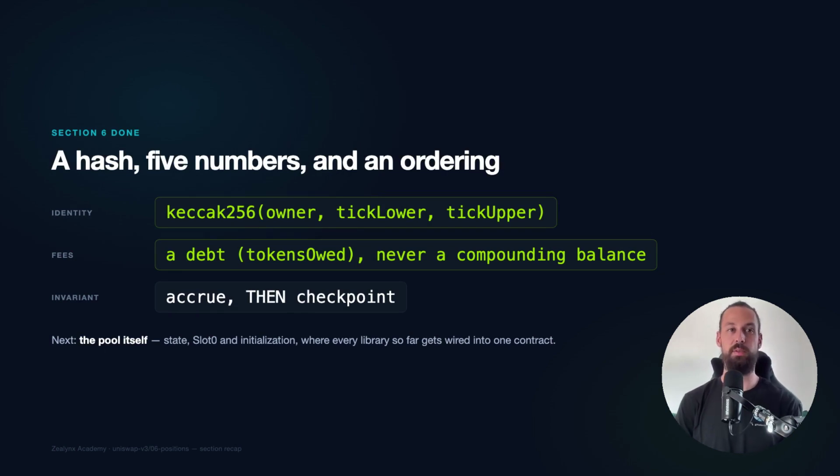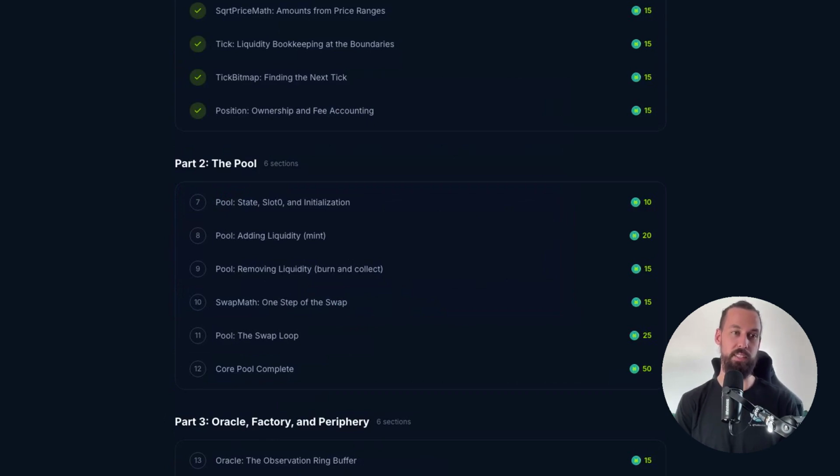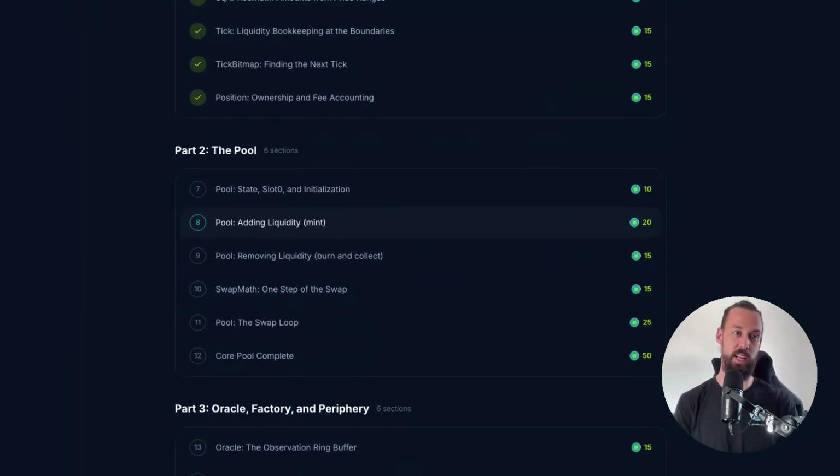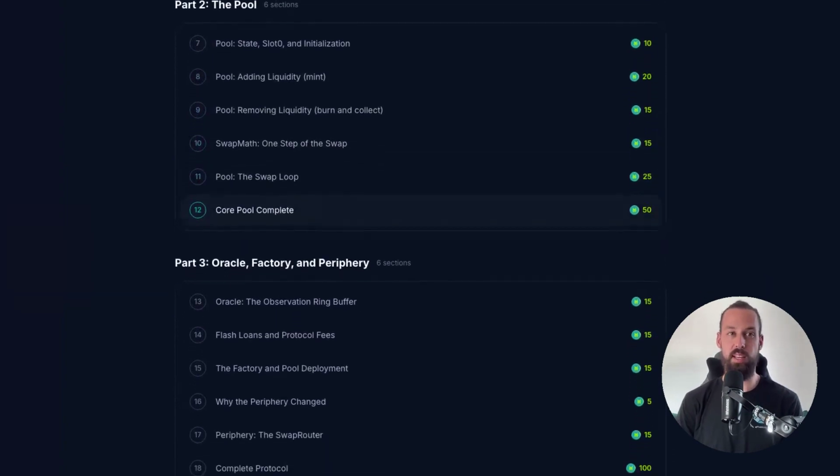Next episode, we finally open the pool itself. State, slot 0, and initialization, where all of these libraries get wired into one contract, and where you'll see why the pool packs 7 values into a single storage slot.